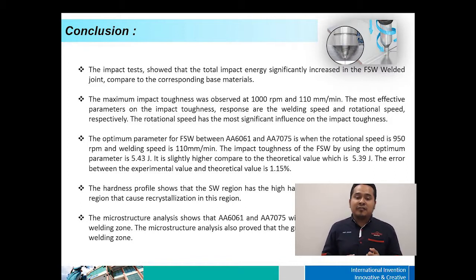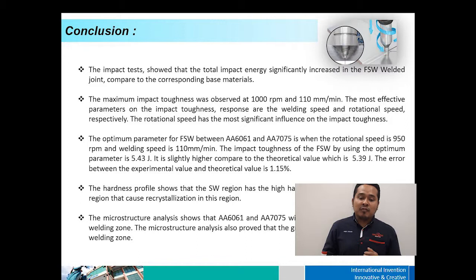The optimum parameter for the FSW between aluminium alloy 6061 and aluminium alloy 7075 is when the rotational speed is 950 rpm and the welding speed is 110 mm per minute. The impact toughness of the FSW using the optimum parameter is 5.43 joules. It is slightly higher compared to the theoretical value, which is 5.39 joules. The error between the experimental value and theoretical value is 1.15%.